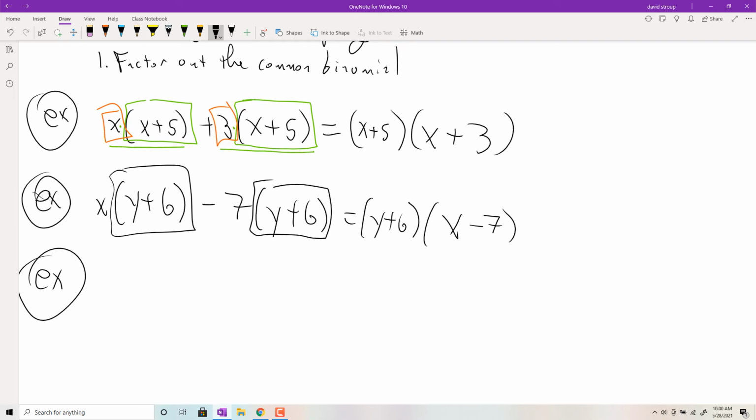Let's look at another one, 4x times... and I get all these examples from the book, so I'm not making these up.